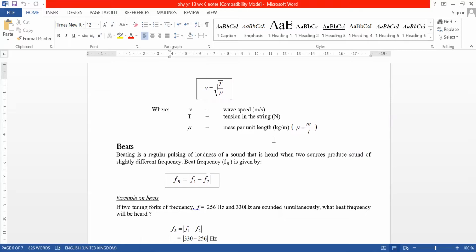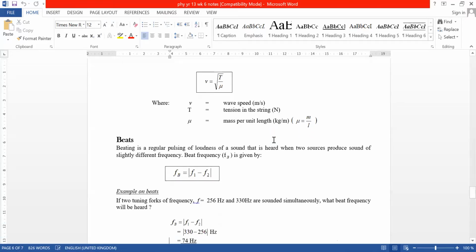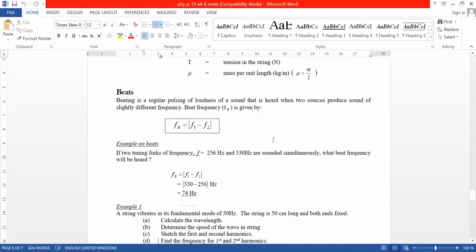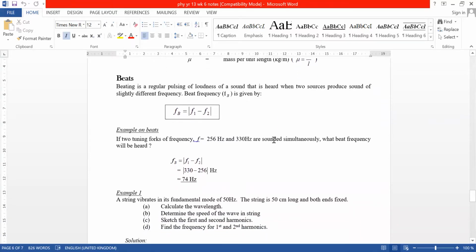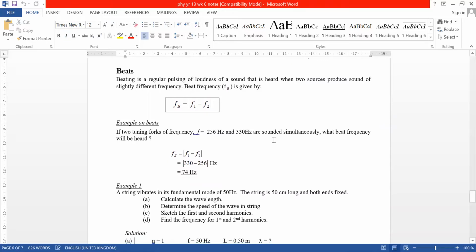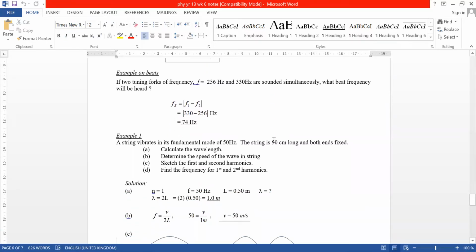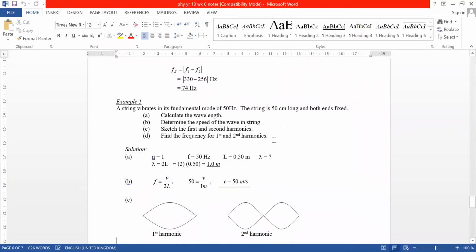Beating is a regular pulsing of loudness of a sound that is heard when 2 sources produce sound of slightly different frequencies. The beat frequency fB is given by the difference. Example: if 2 tuning forks of the given frequencies are sounded, what beat frequency would be heard? It's always the bigger minus the smaller one, because we're taking the absolute value, so it will never be negative. The answer is 74 hertz.